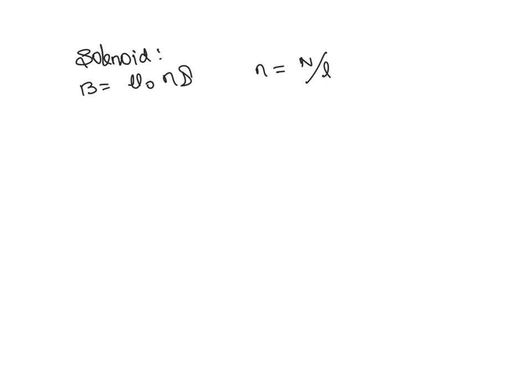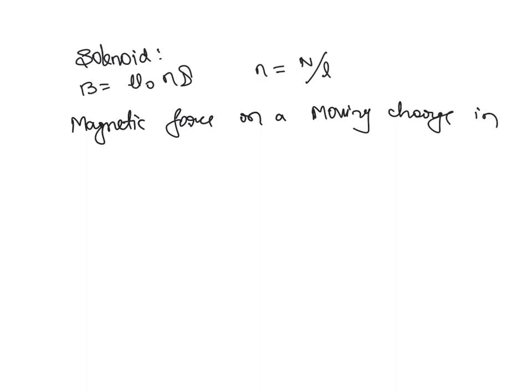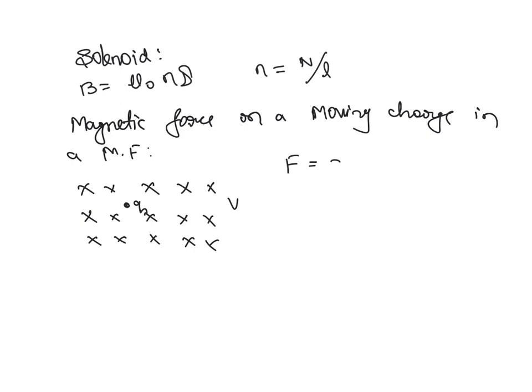Magnetic force on a moving charge in a magnetic field. Okay, suppose there is a magnetic field like this. At that time, suppose a charge q enters this region, moving with velocity v, a speed v. At that time, the force on it must be equal to q into v into b into sine theta.